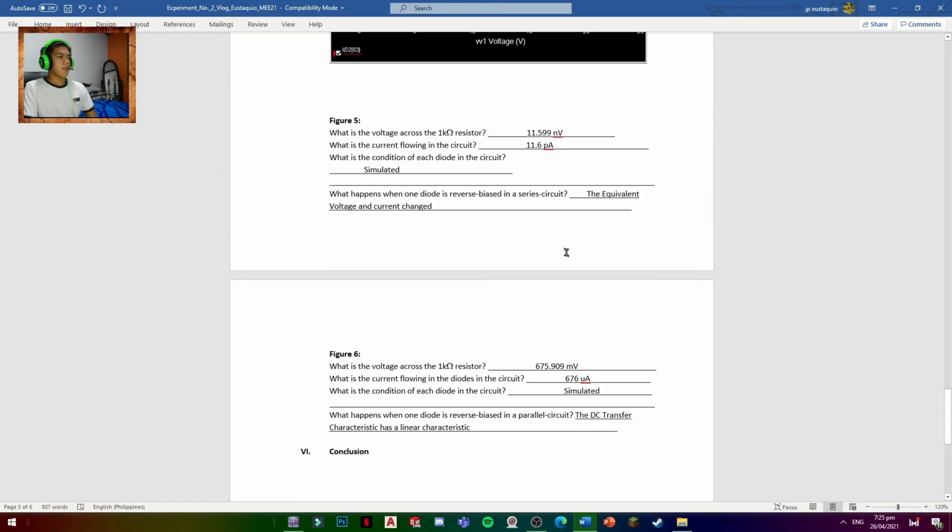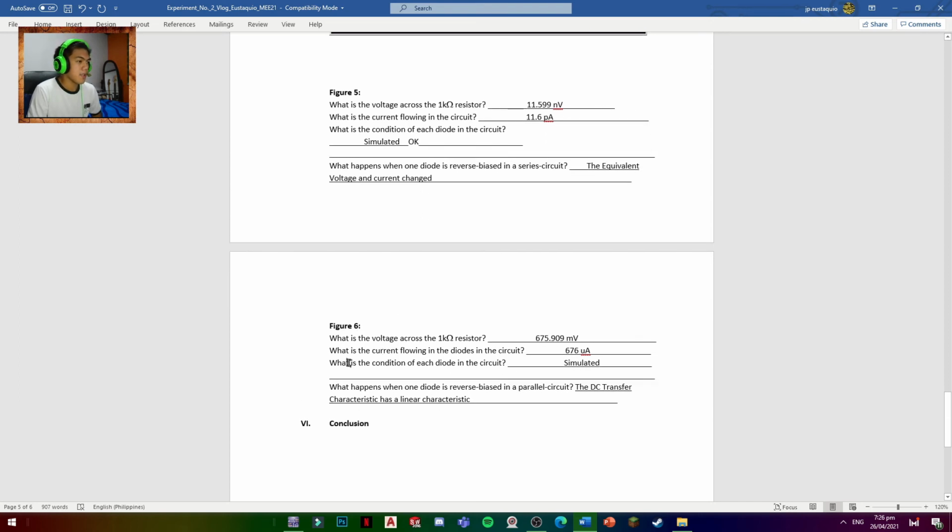In the questions, what is the voltage across the 1K ohm resistor? I was able to gather the data: 11.599 nanovolts, and the current flowing in the circuit is 11.6 picoamperes. The conditions are simulated, okay. So what happens when one diode is reverse biased in a series circuit? My answer to that is that the equivalent voltage and the current change.